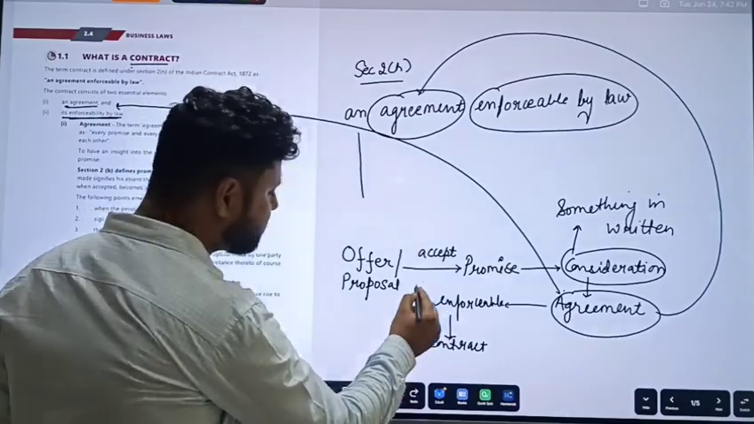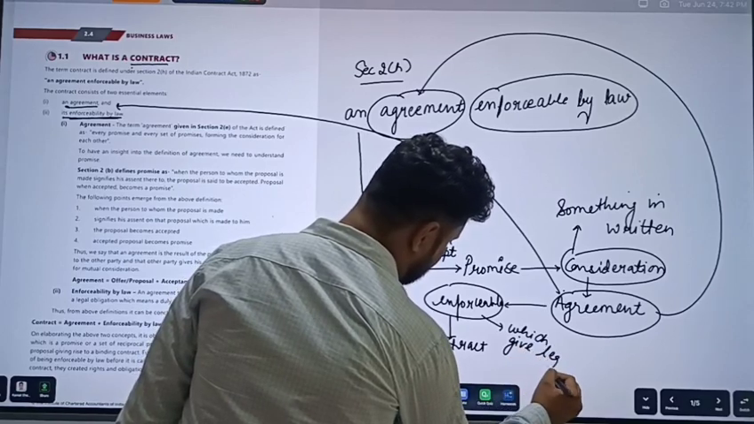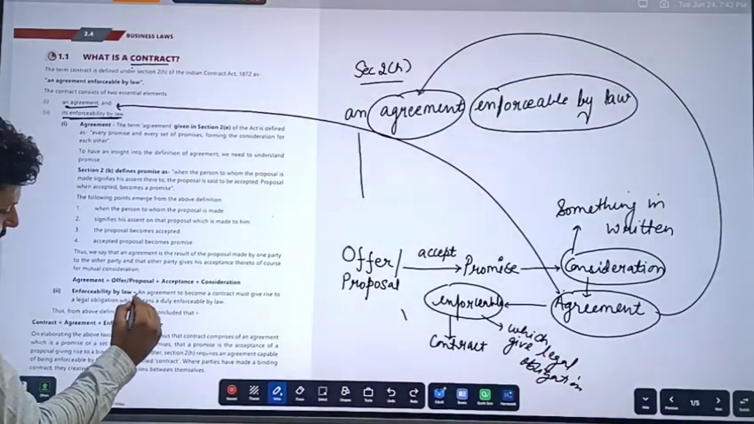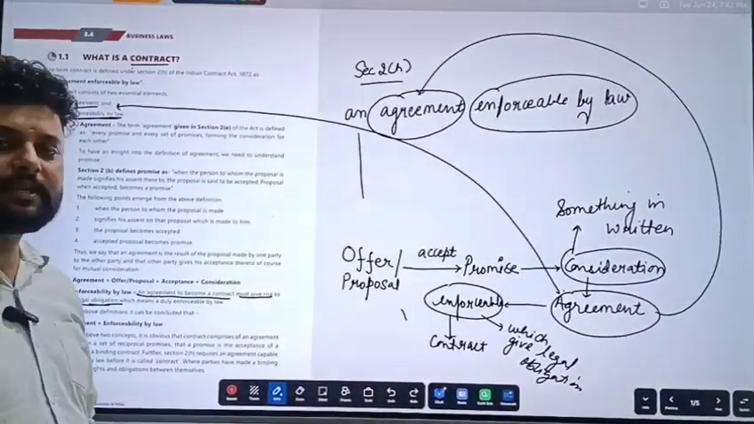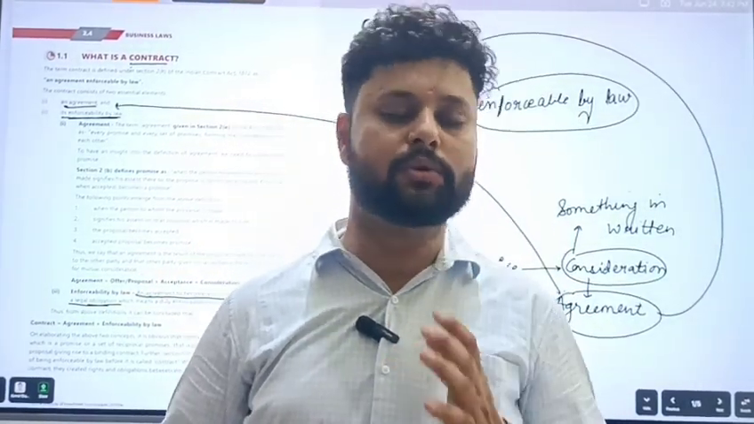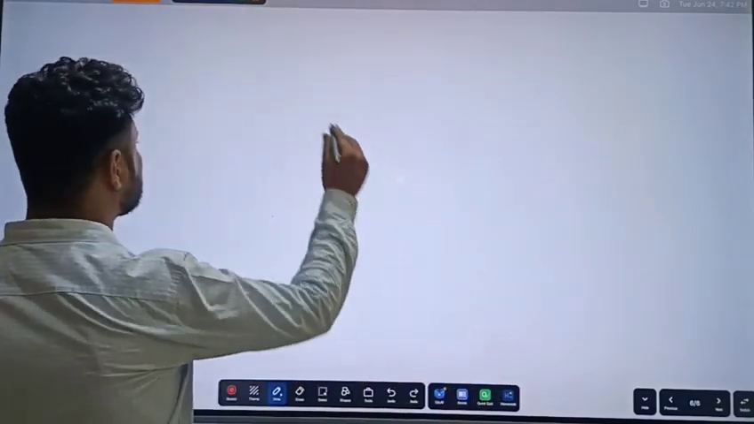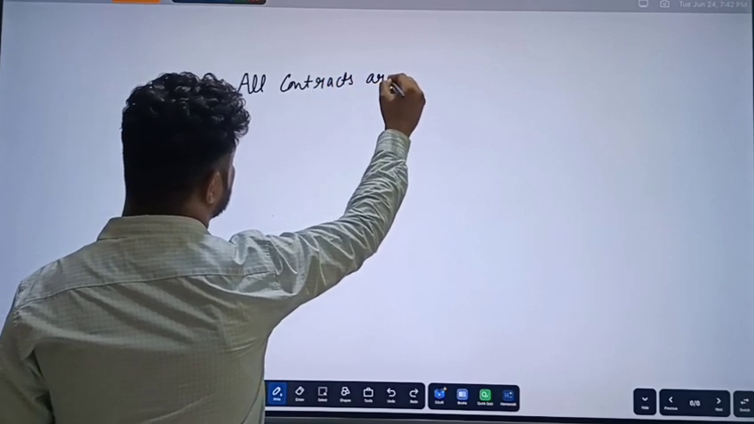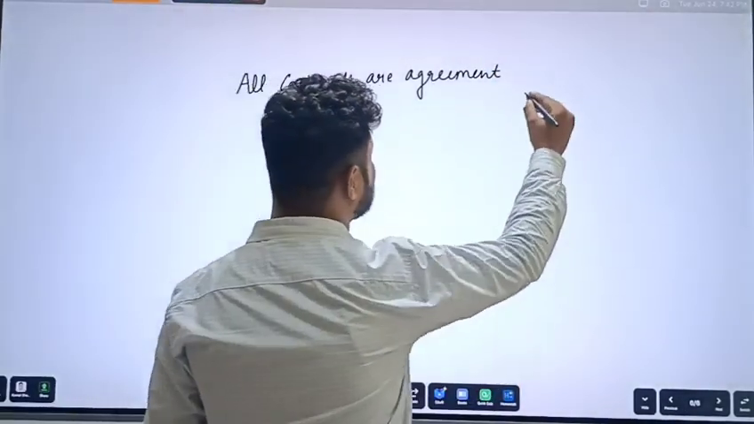What is enforceability? It gives legal obligation. An agreement, to become a contract, must give legal obligations. Legal obligations means enforceability. What is the necessary thing in an agreement in order to form a contract? Enforceability. So what can we conclude? We can conclude that all contracts are agreements. Yes, can we say that? Yes, all contracts are agreements.